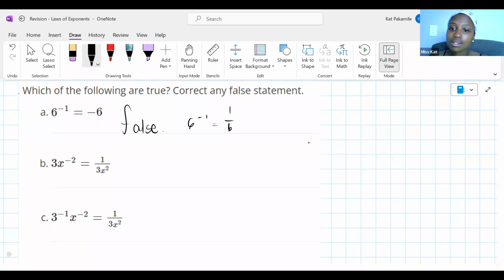So the answer will be 1/6 because it's the reciprocal, and we don't really write the exponent of 1 there. You can if you want, but we don't actually usually write it. Okay. Beautiful, guys. I feel like B is very similar, but not really. Is B true or false?